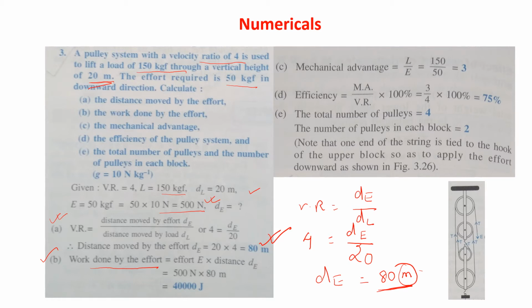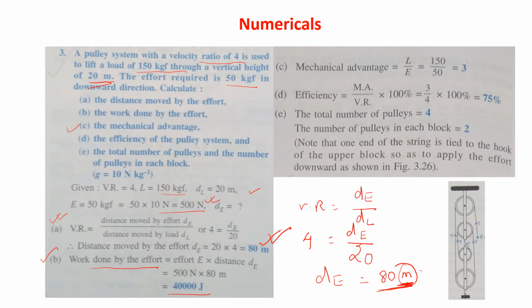So 50 kgf has to be changed into Newton. This is very important, children. So it is 500 Newton into 80, so I am getting 40,000 joule. If I take 50 kgf into 80, then it will be wrong because both the units are not given in the same unit. So you have to change 50 kgf to Newton because you have taken this as meter.